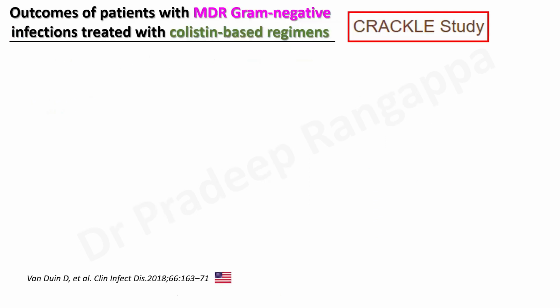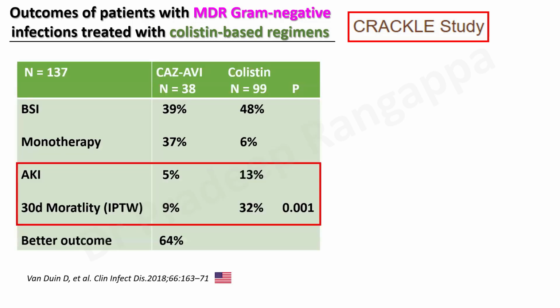Then this is a good study that came in Clinical Infectious Diseases in 2018 called the CREDIBLE study, where they compared head-on with colistin, because we know with CRE you wouldn't use carbapenem. That's why in the previous studies they've used carbapenem in combination with aminoglycosides or in combination with colistin. So here this study compared head-on with the colistin-based regimen. So this study took 137 patients, 38 in Ceftazidime-avibactam and 99 in the colistin. They compared. And monotherapy was used in 37% of ceftazidime, colistin 6%.